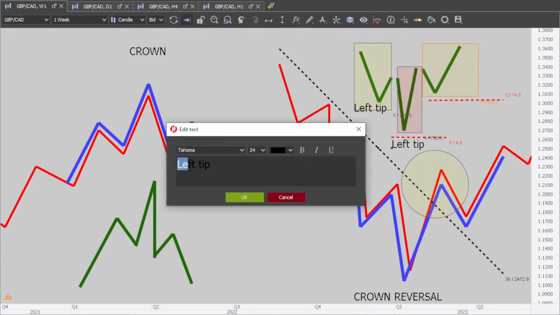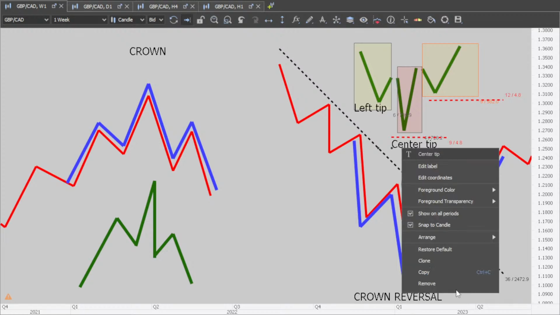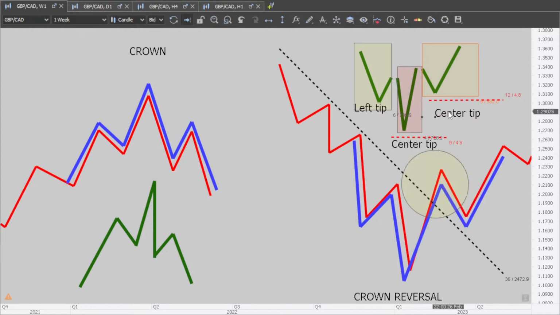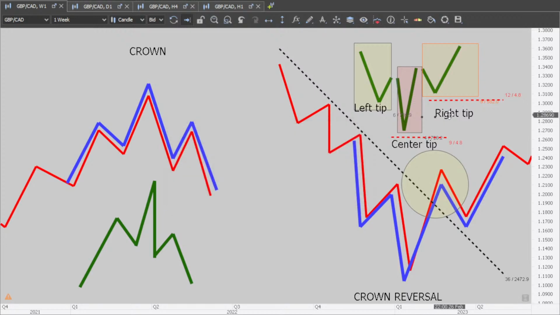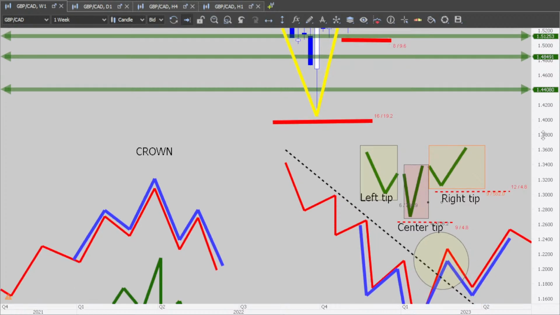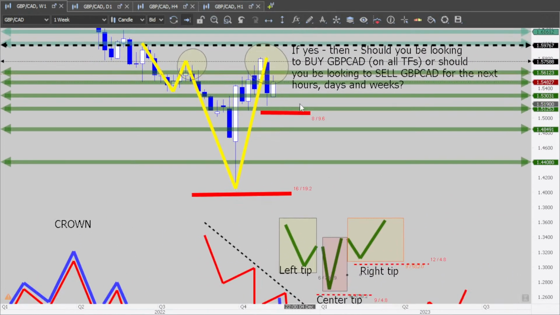Clone, this is the center, edit label, center tip, and then you have of course the right tip. Where should the stop loss go? Right tip of the crown, there you go, right tip. Everybody, so if you're okay, very good, thank you very much. Where should we put our stop loss, everybody?